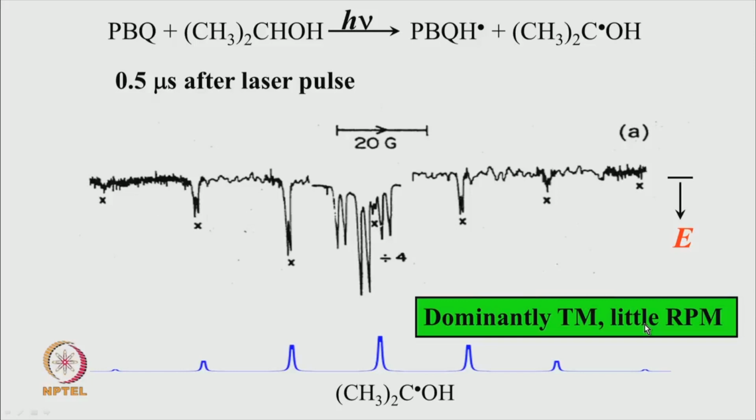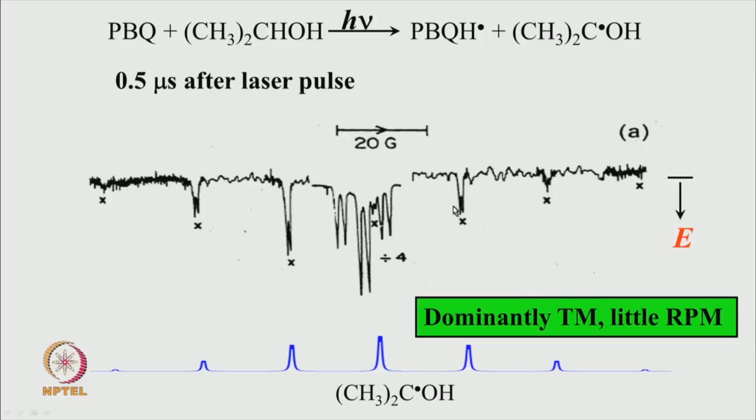If you see very carefully, the height of this line is more than the height of the corresponding line here. But for a true TM, this would be the same as this, the way the absorptive spectrum is. This line should have the same intensity as this one, but this is not true. So, there is a little bit of net absorptive singularity present here. It is dominantly TM and a little RPM.